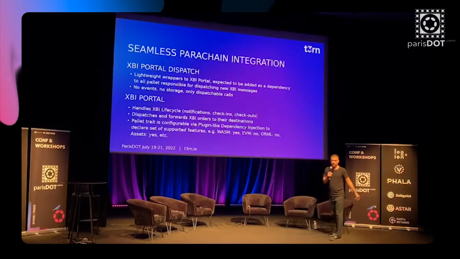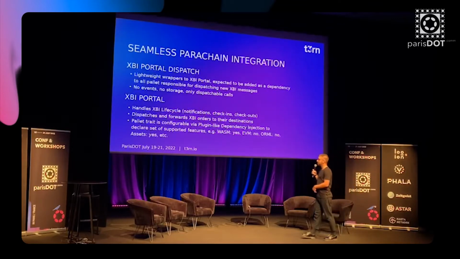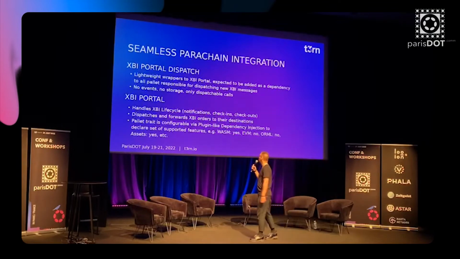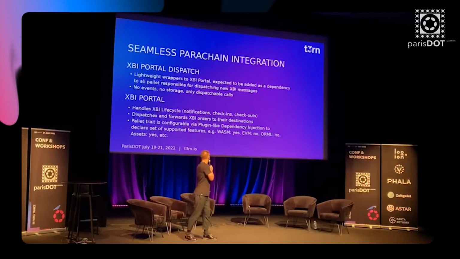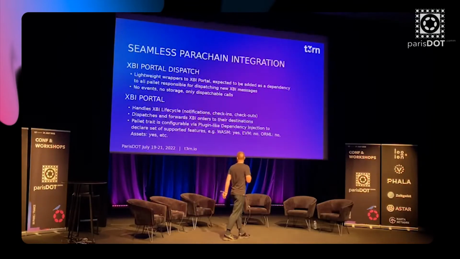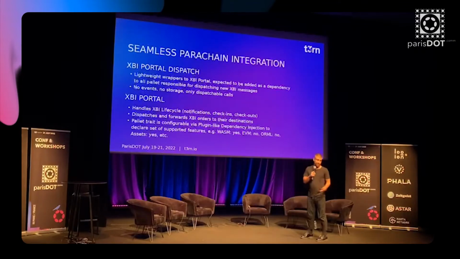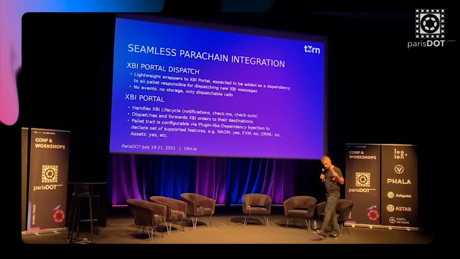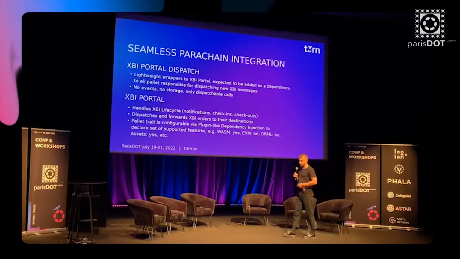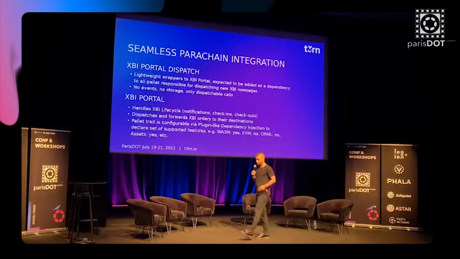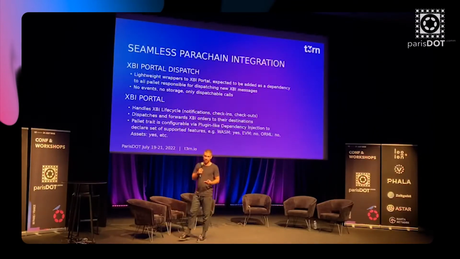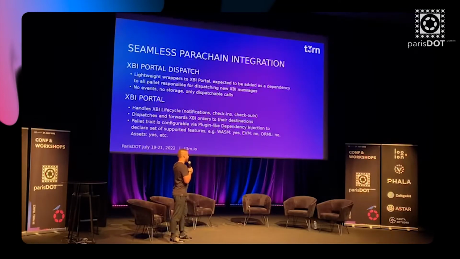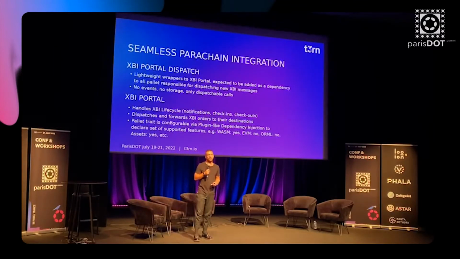So essentially, this is what XBI offers. It's seamless parachain integration. It's a lightweight wrapper to the XBI portal, expected to be added as a dependency to all pallets responsible for dispatching new XBI messages. So it's no events, no storage, only dispatchable calls. And essentially, it just handles the XBI lifecycle as part of the XBI portal: notifications, check-ins, check-outs, and it dispatches and forwards XBI orders to their destination. And then the pallet tray is configurable, essentially very much a plug-and-play model where you can choose what functionalities are enabled through XBI. So whether you just want something like WASM, but not EVM, but you want it to be compatible with ORML, you can configure that in a very simple plug-and-play model.